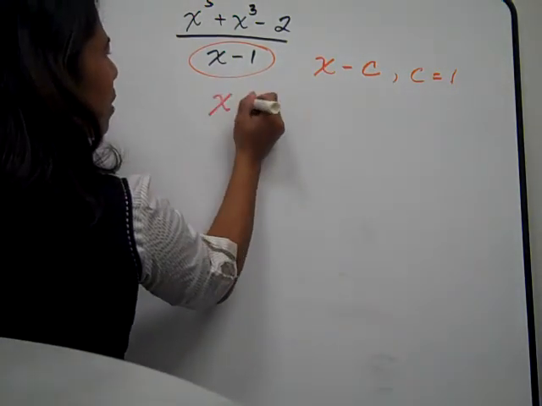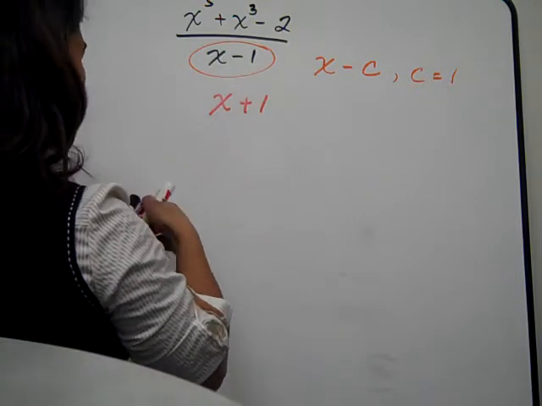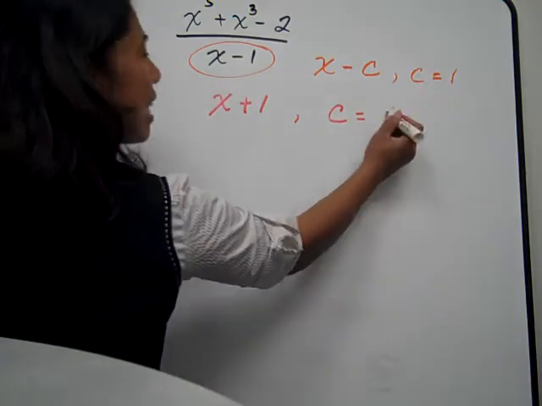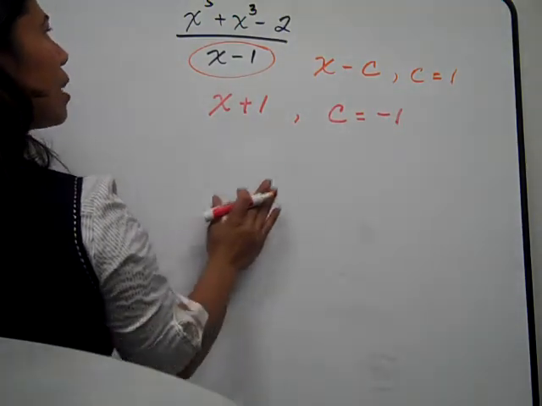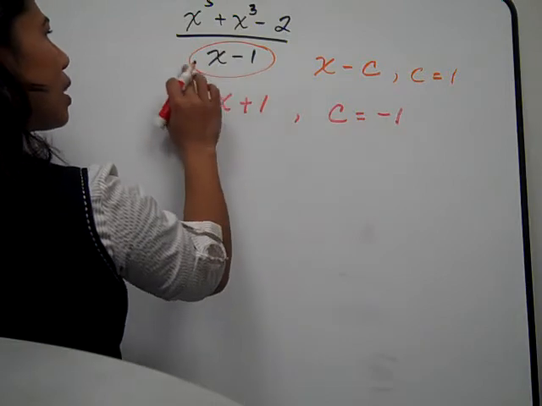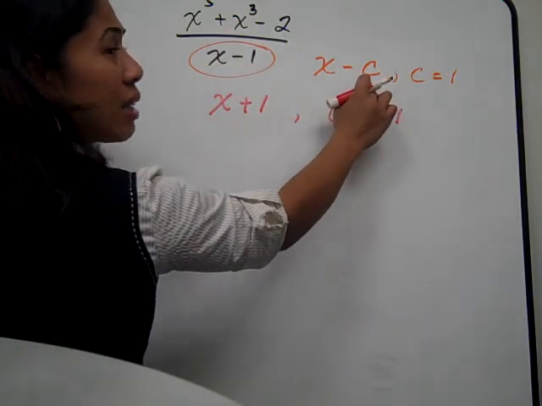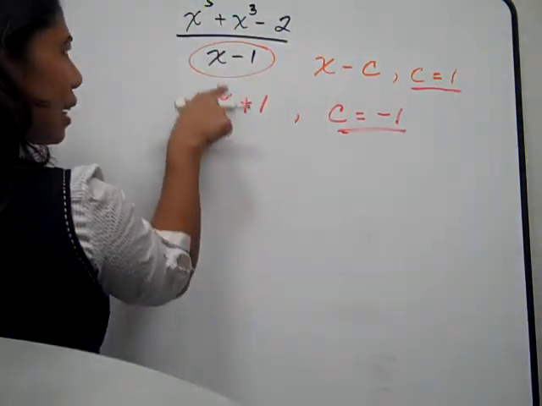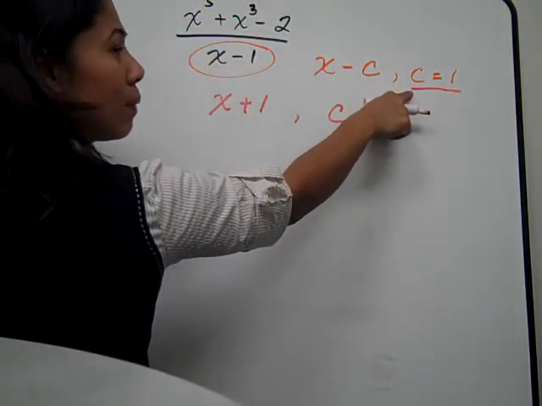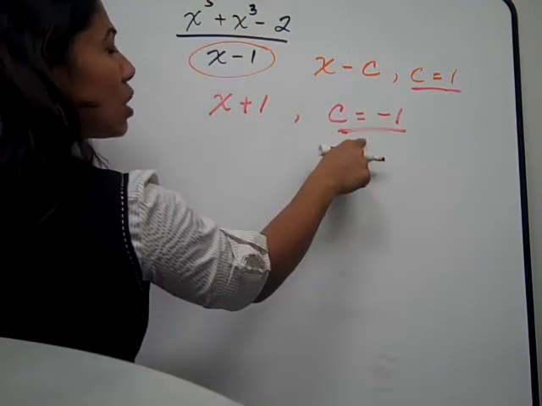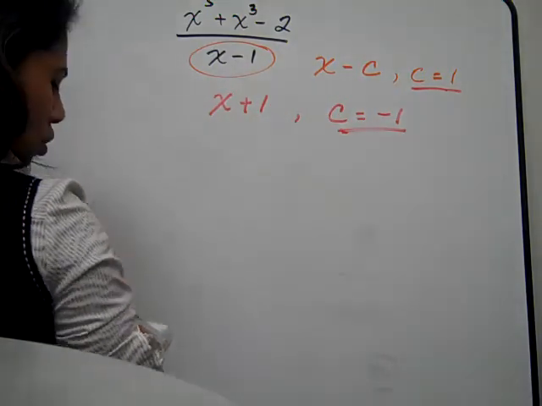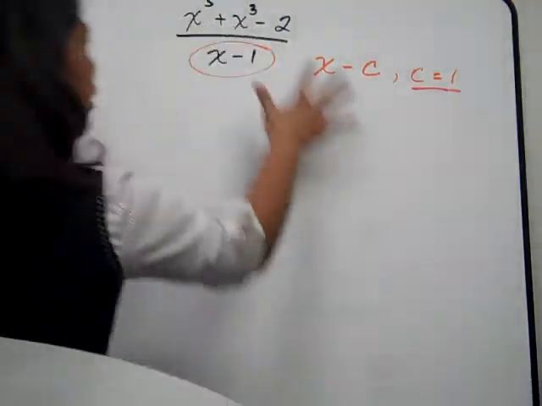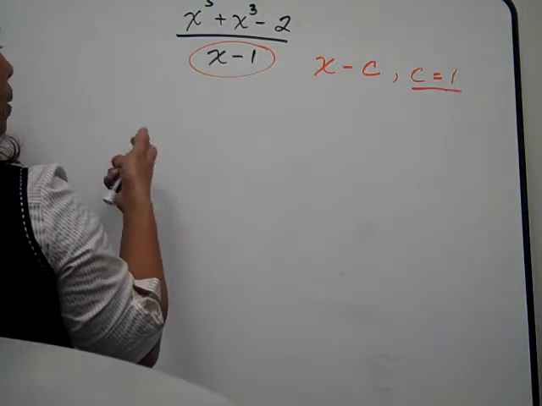What if your divisor is x plus 1? Then tell me what is your c? -1. It's a -1. Very good. So synthetic division is very picky because your divisor has to be a linear form of x minus c, and what you need to pull out is the value c. In our problem here, your c is 1. If your divisor were x plus 1, then your c is -1.